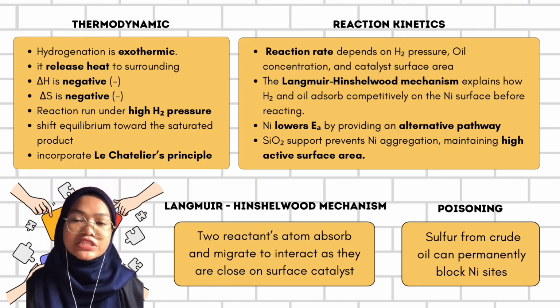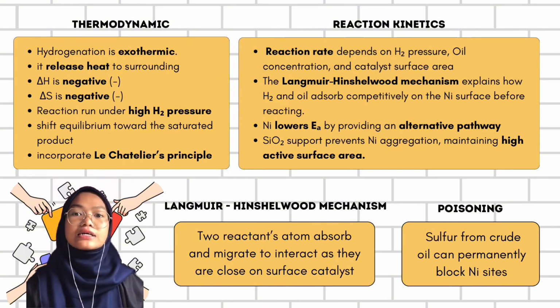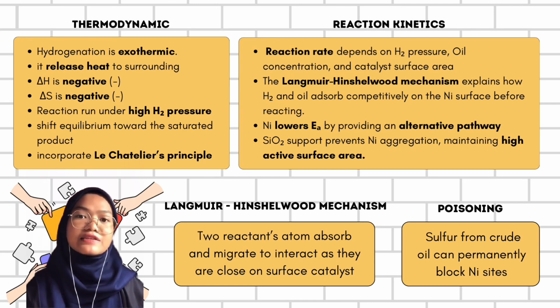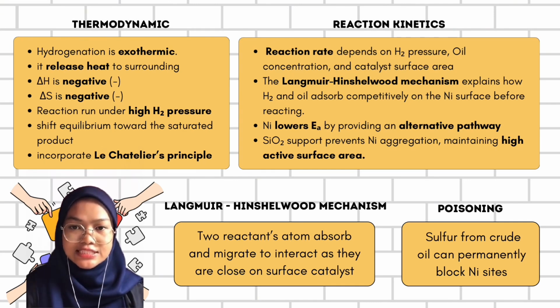Nickel lowers the activation energy by offering an alternative pathway, and not to mention, the silica support also helps the reaction by keeping the nickel from aggregating, or what we call clumping. It helps maintain a high active surface area of the catalyst for the reaction. However, there is also a challenge in this reaction, which is poisoning. The sulfur from the crude oil can block the nickel active sites, which reduces the effectiveness of the catalyst.